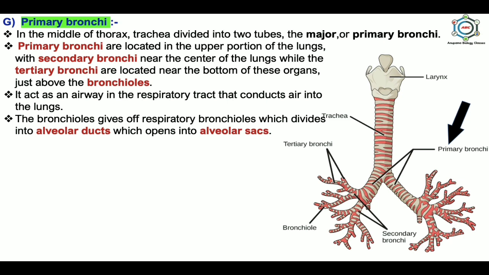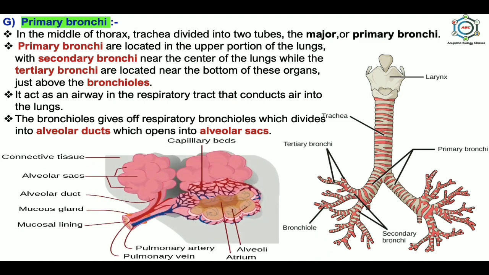The primary bronchi are located in the upper portion of the lungs, with the secondary bronchi in the center of the lungs, while the tertiary bronchi are located near the bottom of these organs just above the bronchioles. It acts as an airway in the respiratory tract that conducts air into the lungs. The bronchioles give off respiratory bronchioles which divide into alveolar ducts which open into alveolar sacs, and the alveolar sacs act as the organ of gaseous exchange. So this structure is present inside the lungs. So this is the whole description of the respiratory tract.